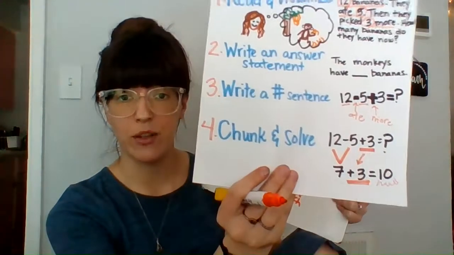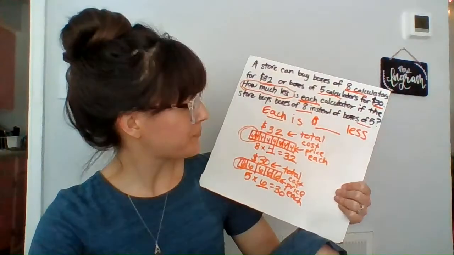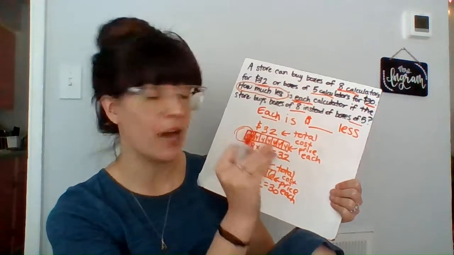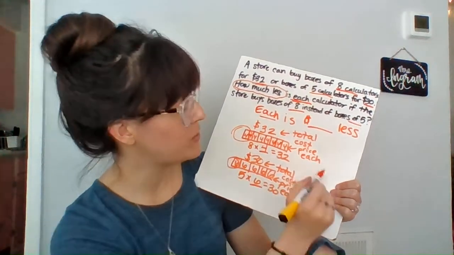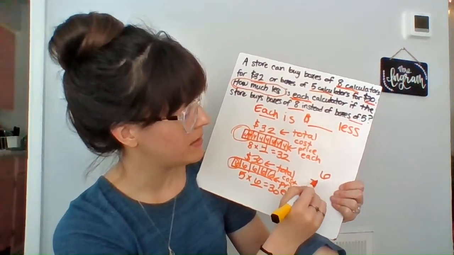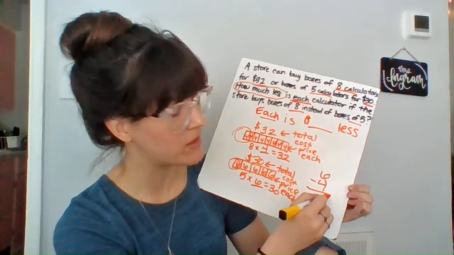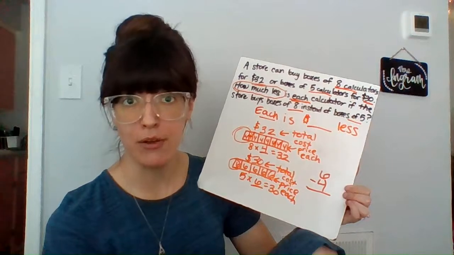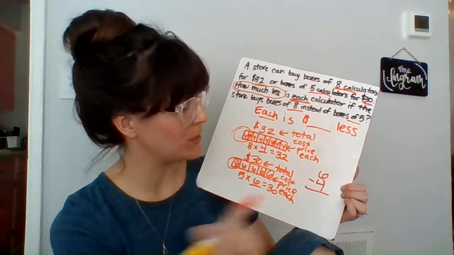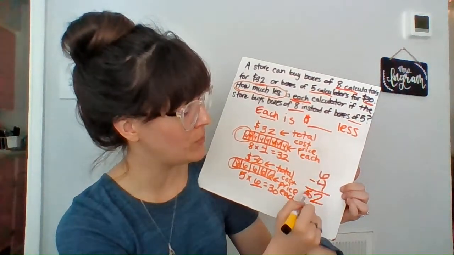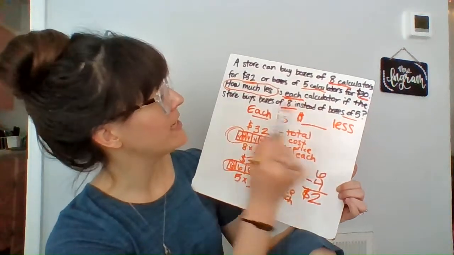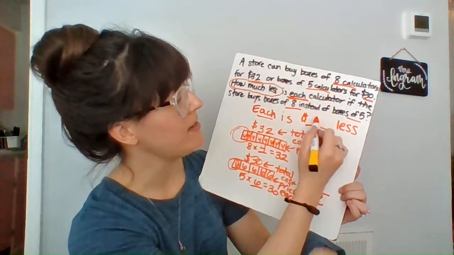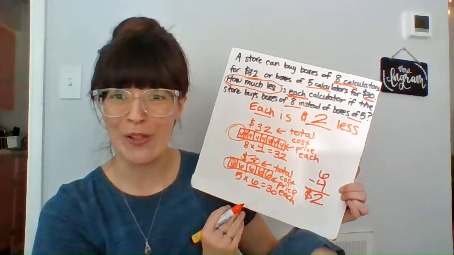So this is that final part, chunk and solve. We already chunked the first half, and now we're going to be chunking our second half. So if I'm comparing these 2 numbers, that would just be 6 minus 4 equals what? If you don't know, you can always count up, but hopefully you knew that this one is $2. So my answer here, how much less is each calculator if they buy boxes of 8? Each is $2 less.